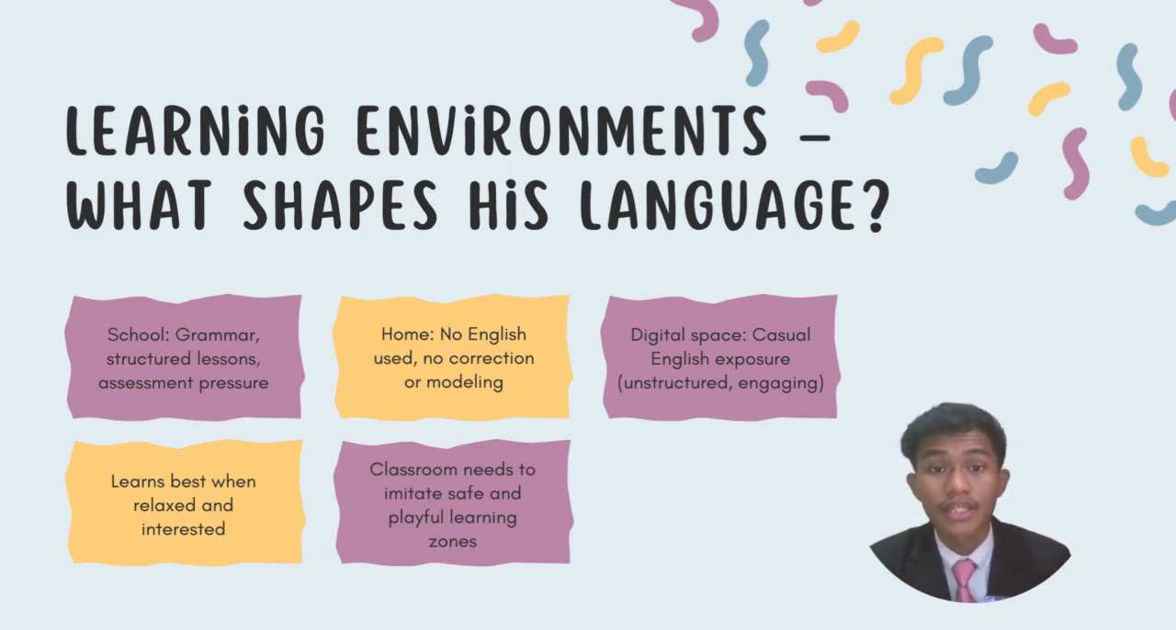Learning environment. So what shapes his language? The child's language learning does not occur in one single space actually. Instead, it is shaped by three different environments, which is what I have said earlier: school, home, and also media. At school, he received structured input, such as grammar rules, sentence construction, and also vocabulary lists. However, school also brings some kind of pressure, because there are exams, grades, and sometimes fear of being corrected publicly. So this can actually increase some sort of anxiety.